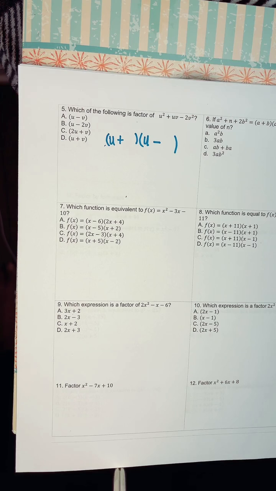V and V. 2. Okay. 1 times 2. I agree. What about the letters?